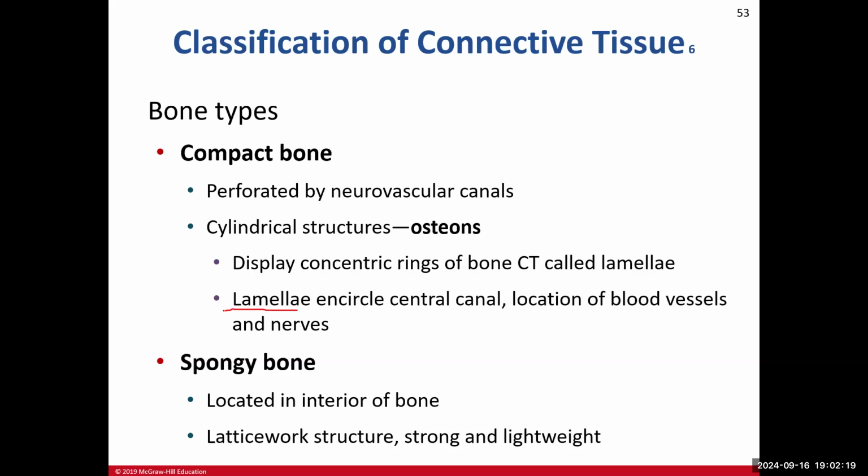In those ring-like structures, we're going to have our lacuna, and that's where the osteocytes live. I'll show you a picture here in a second.